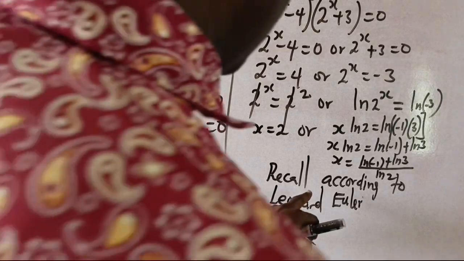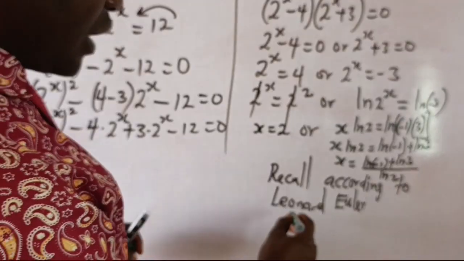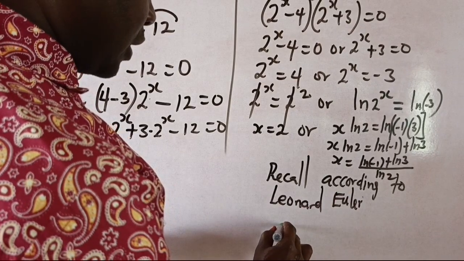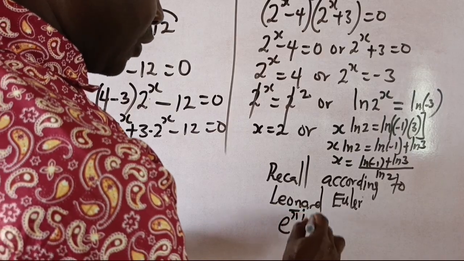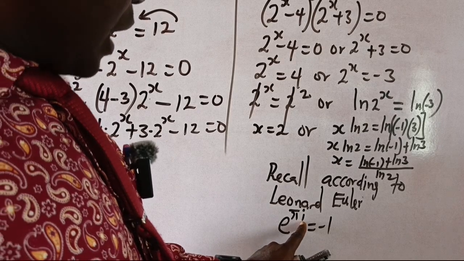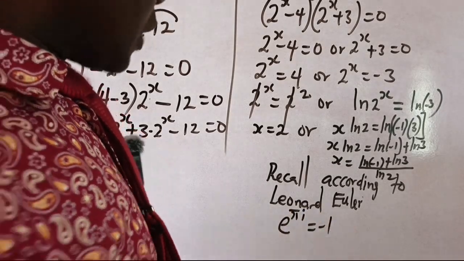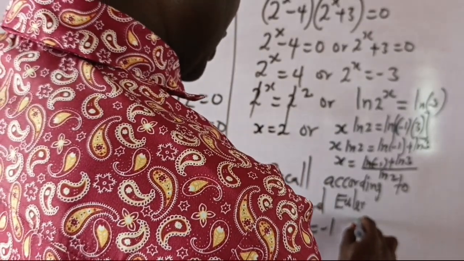According to Leonhard Euler, when he was alive, he invented a formula. The formula is e to the power of pi i equals minus 1. So e raised to the power pi i equals minus 1, according to Leonhard Euler. This is the equation of Leonhard Euler, where e is said to be Euler's number.